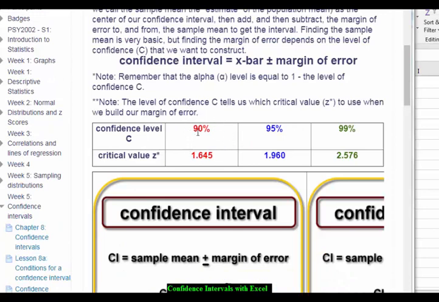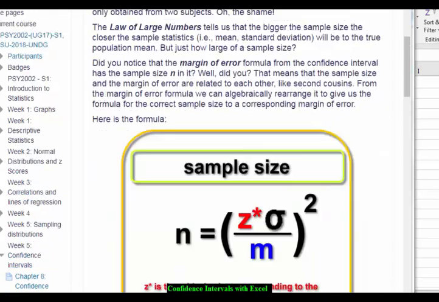So we want a 90% confidence interval. That means that Z star score is going to be 1.645. So it's going to be 1.645 times the standard deviation, whatever that is, divided by our margin of error, and that is our 0.001. And whatever that quotient is, we're going to square it. So let me switch over to the spreadsheet.